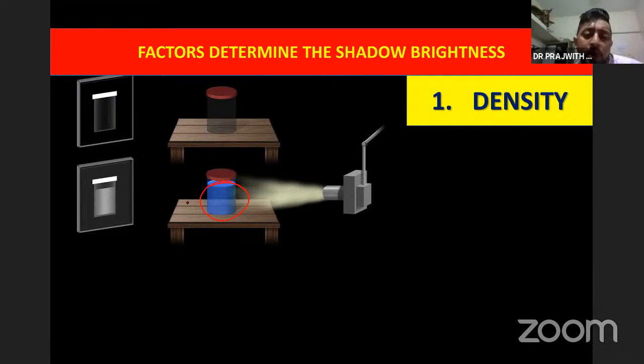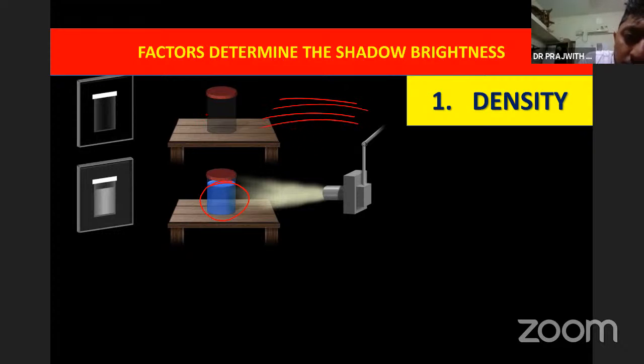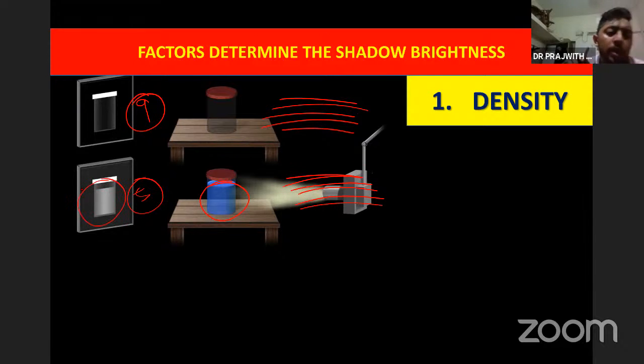Water will stop more X-rays than air. Now what happens? If I send 10 X-rays here, almost 9 were reaching here. If I sent 10 X-rays here, now only 5 of them will reach. So it remains more and more whiter.